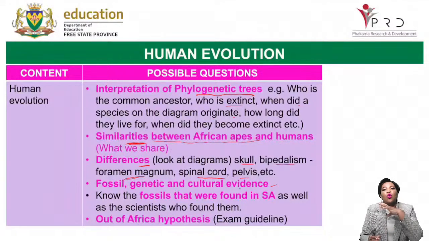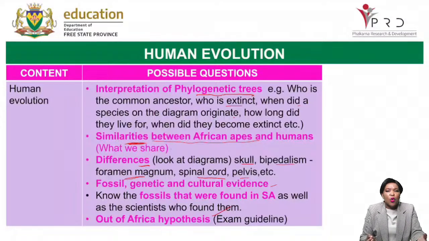So this is where you must know which fossils were found in South Africa, by whom and when. So they are the ones that are providing evidence for human evolution. So we have the cradle of humankind here in South Africa, and a lot of fossils were found there. Know your fossils. And then also the out of Africa hypothesis. Then you are done with human evolution.